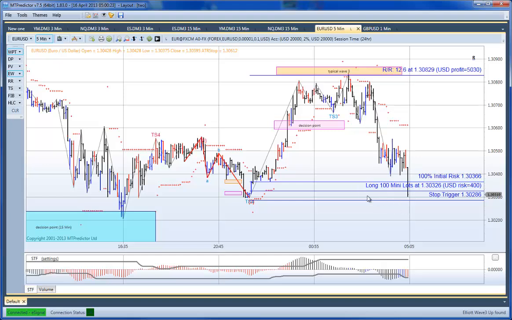Remember, we use correct position sizing to vary the number of lots, contracts or shares to keep our initial risk small and under control, and therefore our profits are related directly to our losses.